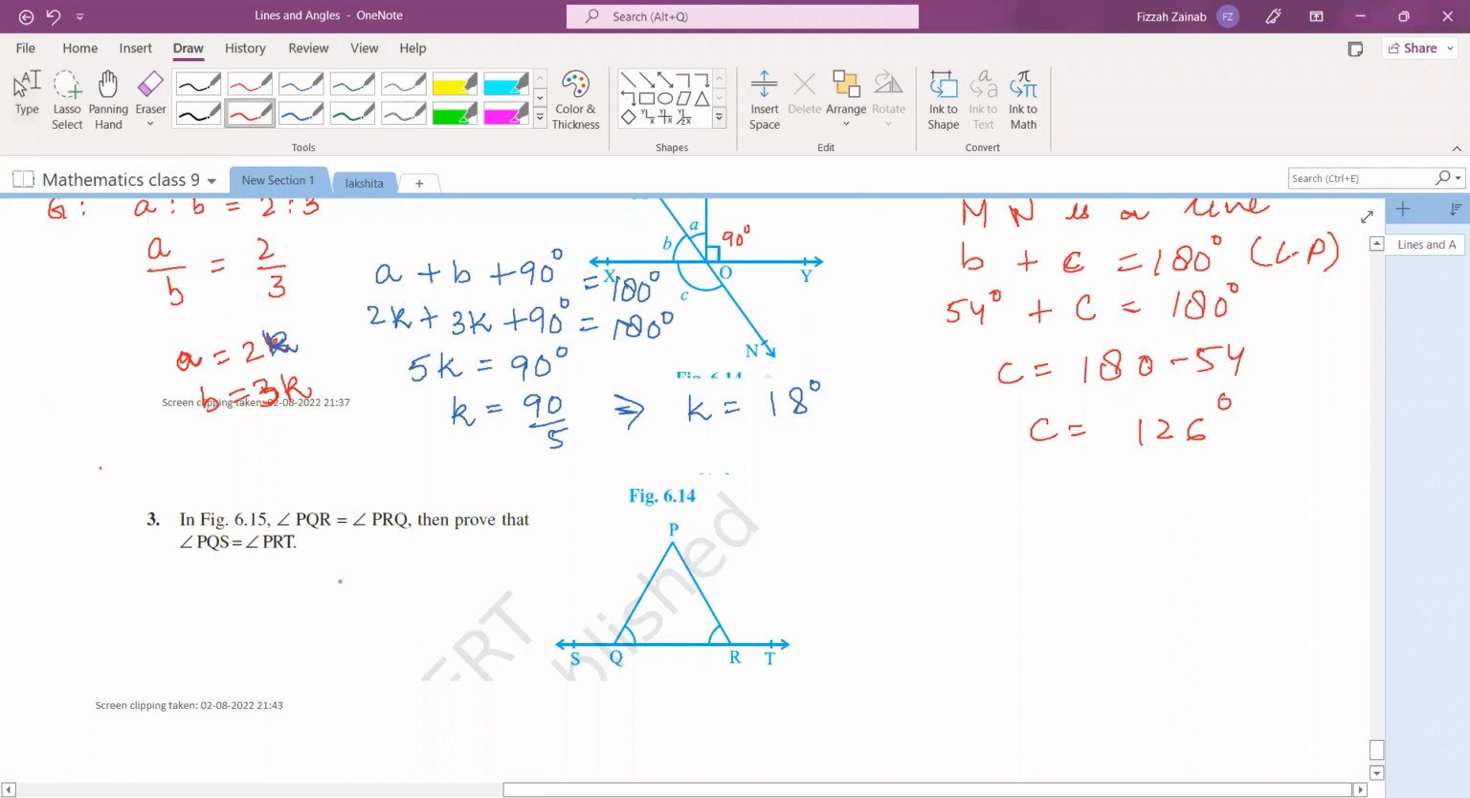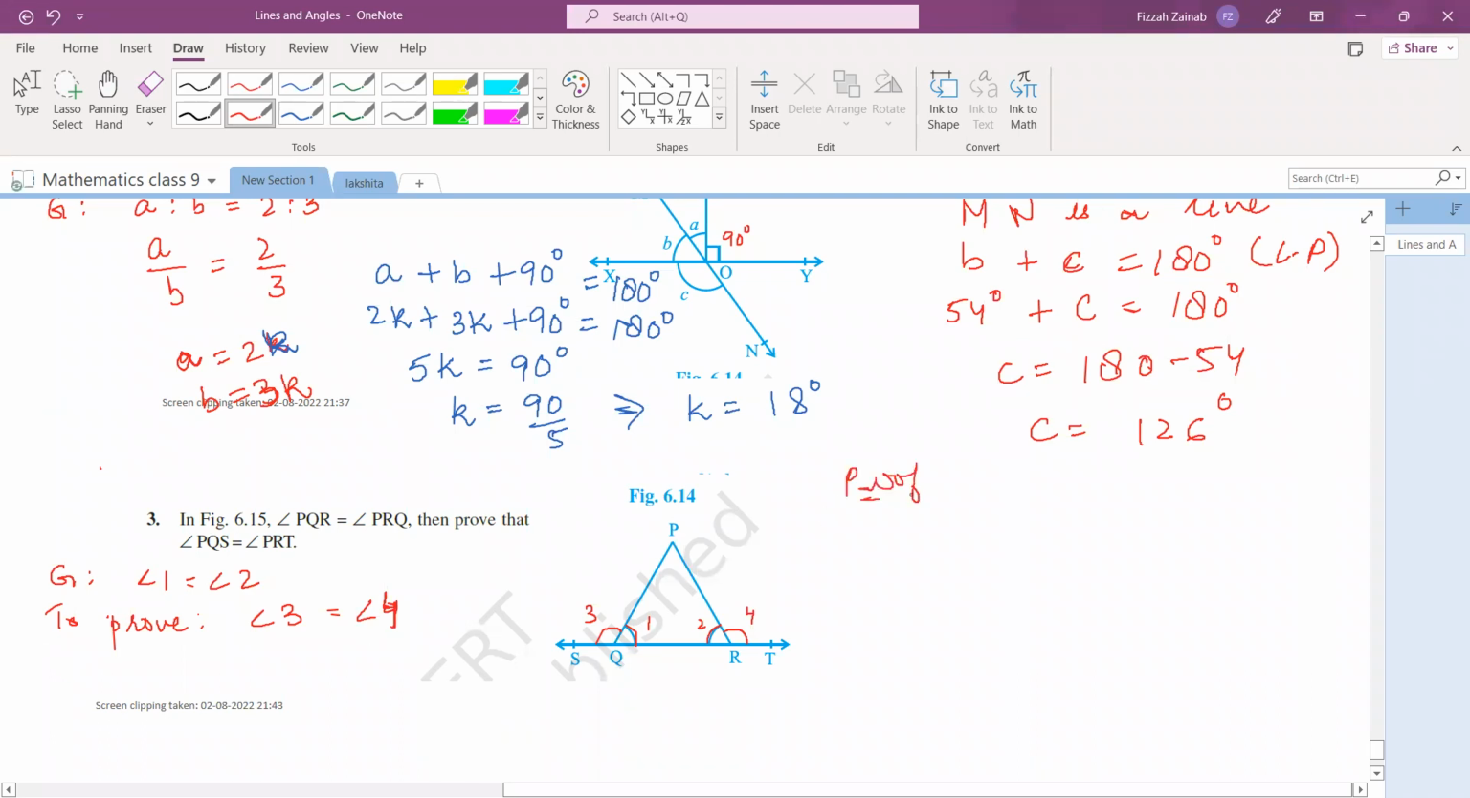In the figure, angle PQR is equal to angle PRQ, right? This angle is equal to this angle. Then prove that angle PQS, that means this angle, is equal to this angle. This you have to prove. So what is given? If I call it 1 and 2, so angle 1 is equal to angle 2 is given. And if I call it 3 and 4, so I have to prove that angle 3 is equal to angle 4. Clear? Now this is easy. You do it like this.